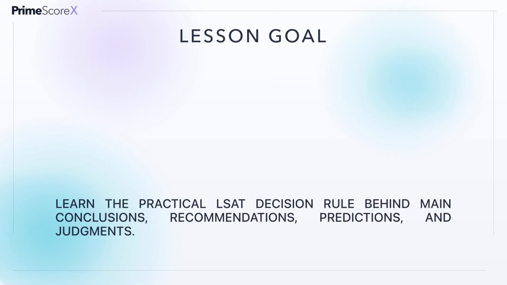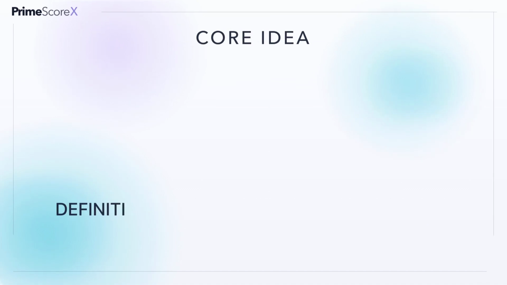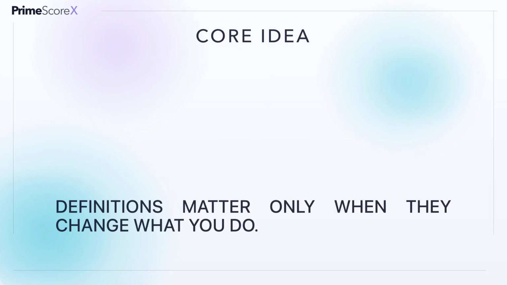In this lesson, we are working on main conclusions, recommendations, predictions, and judgments. This is part of our Foundations of LSAT Reasoning sequence, where each video adds one reasoning tool you can reuse across many surface topics. Conclusions can take several forms, including factual claims, predictions, recommendations, and evaluations. The objective is not to memorize a label. It is to recognize the structure quickly enough that your answer standard is clear before the choices start competing for your attention.